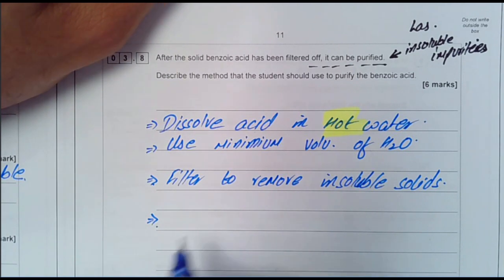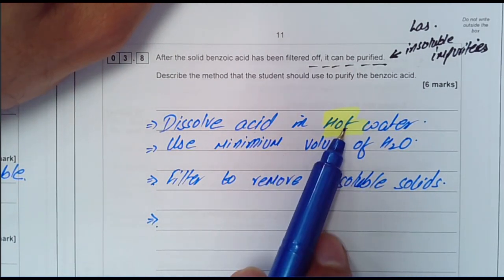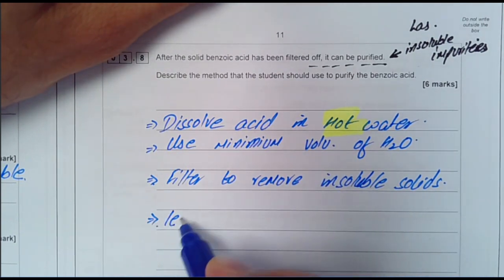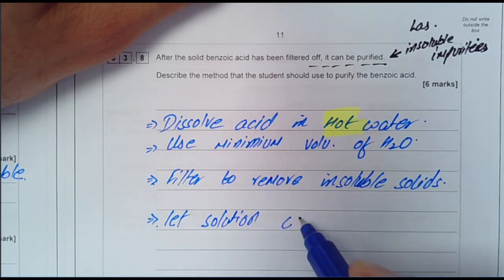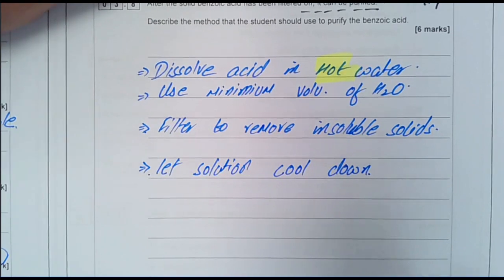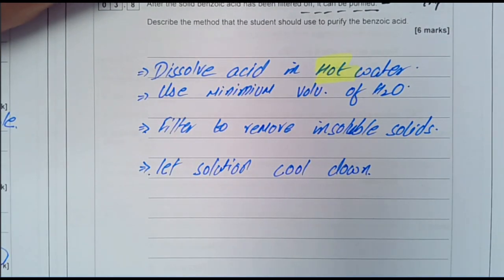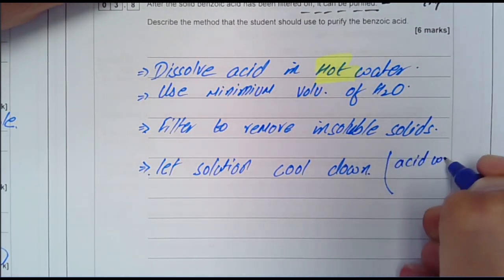What will I then do? Now it is hot water. So if I change it to cold water, what will happen? It will become solid, right? So I can say let the solution cool. We are not evaporating it like we do in the case of salts. In this case, we are letting it cool down. So if it cools down, what will happen? I can say the acid will solidify.